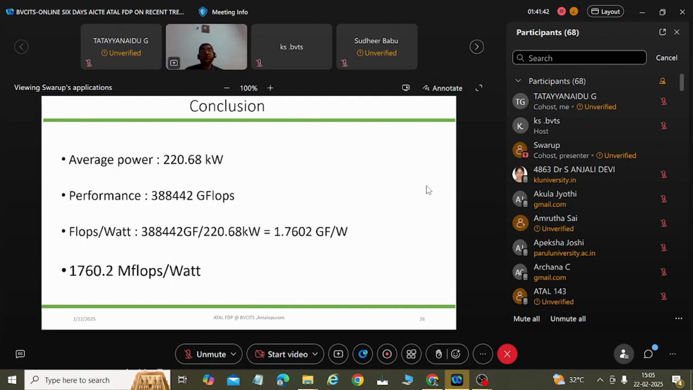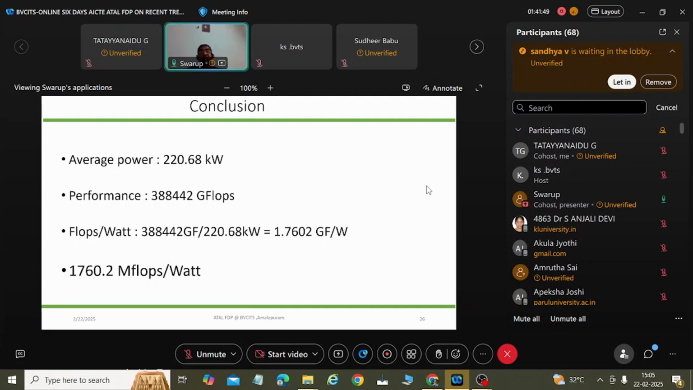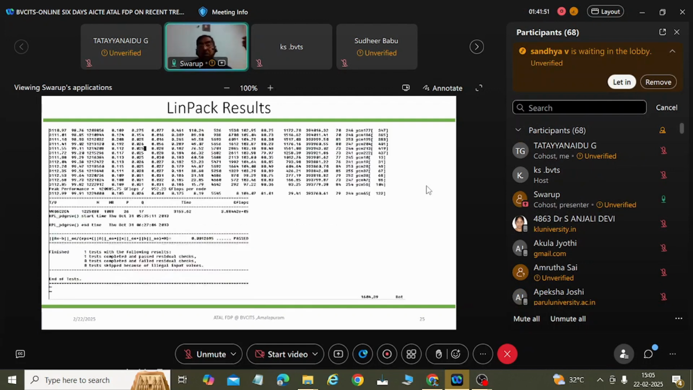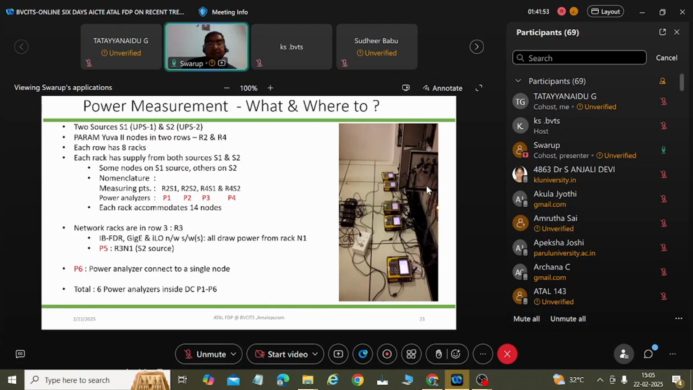Now the question is, what are all the things to be measured? The storage consumption, the HPC interconnect consumption, then my management network consumption. I should measure node-level consumption. I should measure one particular rack. I should also measure the entire row, and I should also measure one server.